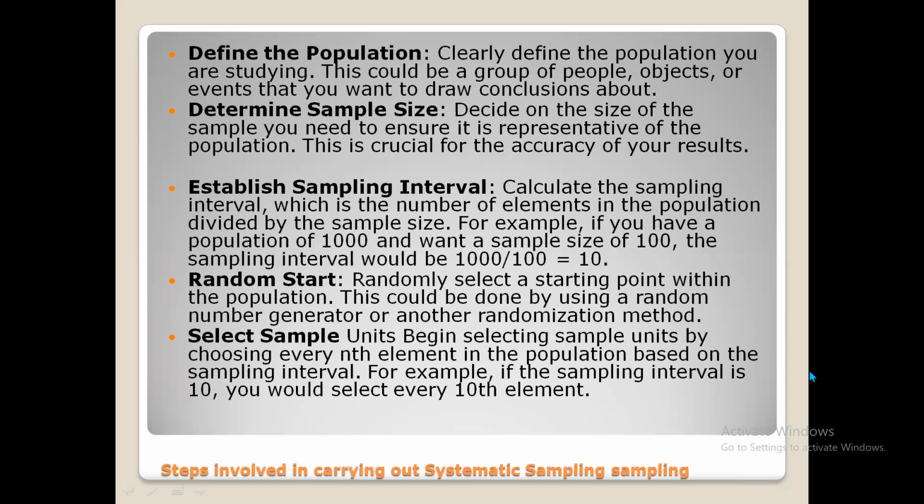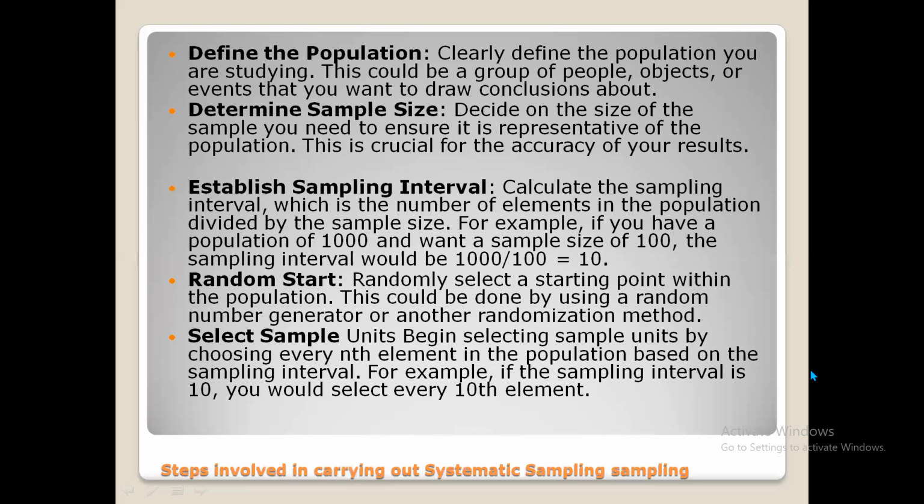First and foremost, you will have to clearly define the population you are studying. This could be a group of people, objects, or events that you want to draw conclusions about. You have to determine your sample size. Then once you have done that, you have to know the total number of persons or total number of elements in that population.